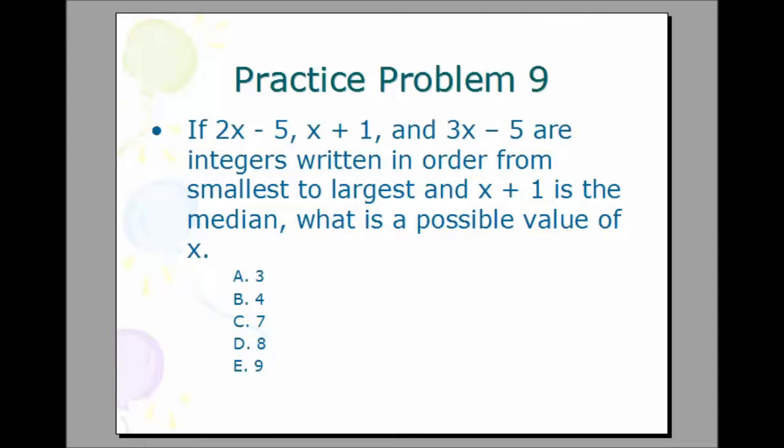Practice problem 9. If 2x minus 5, x plus 1, and 3x minus 5 are integers written in order from smallest to largest, and x plus 1 is the median, what is the possible value of x? We're given 5 choices: a equals 3, b equals 4, c equals 7, d equals 8, and e equals 9.